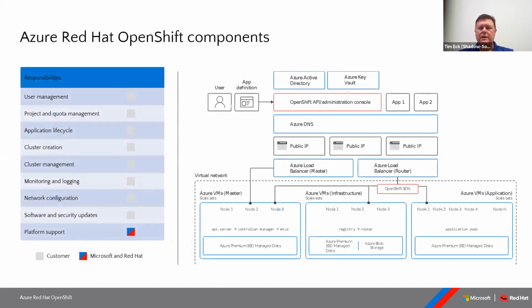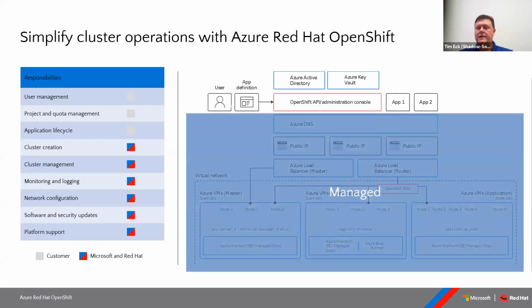Okay, so the next two slides are here to visually show the difference between an IaaS type approach, even in Azure, to deploying your cluster. You have all your components: your Active Directory, Key Vault, the API, administration console, DNS, your IPs, your load balancers, your VMs, and then you have to split everything out into your nodes, right? With an ARO implementation, all those components below the line, in the blue box you see, are managed for you.